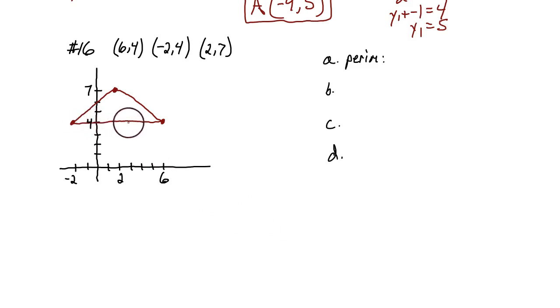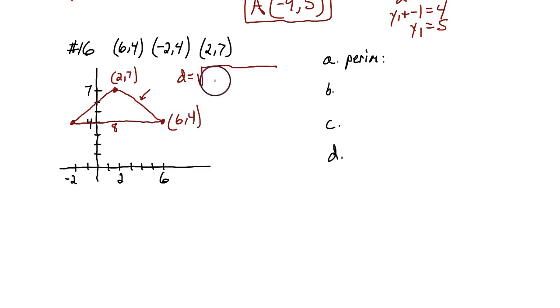The bottom of the triangle is horizontal, so it's easy to get its length. It stretches from a -2 across to a +6. That's 8 units long. But the diagonal ones are a little harder to figure out how long they are. We need the distance formula for those. So let's do the work right here and figure out how long this side is. Distance equals the square root, and then we're going to work with x's and y's. Remember that this point is the 2, 7, and this point is the 6, 4.